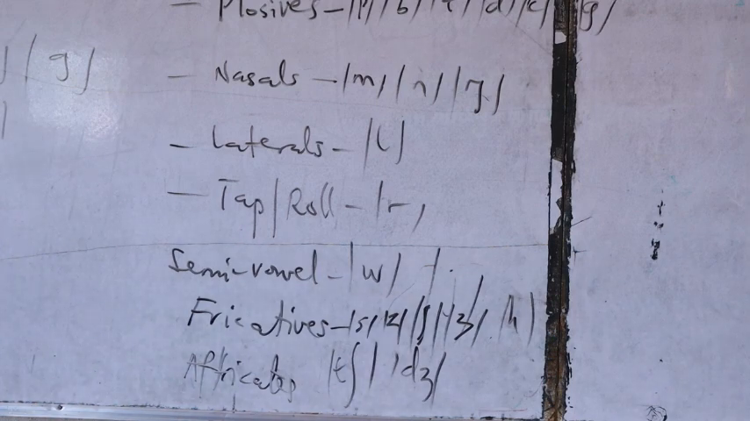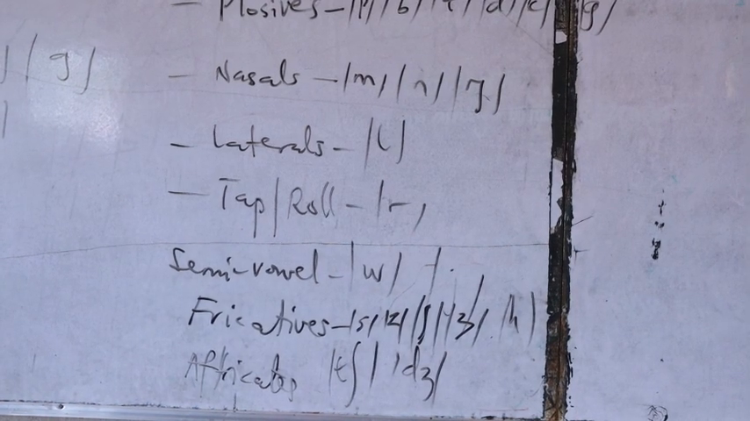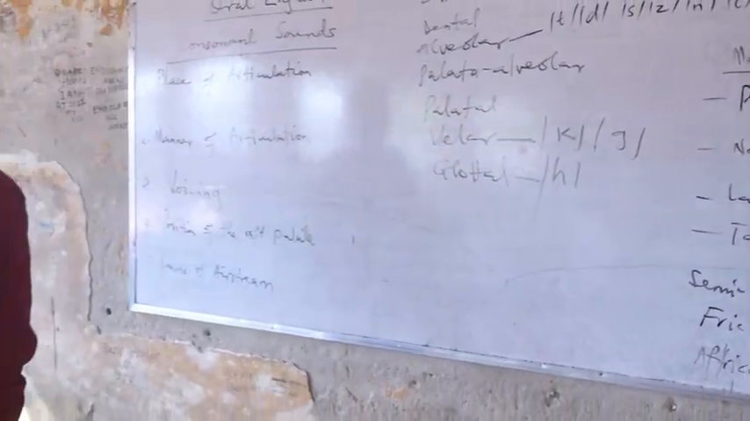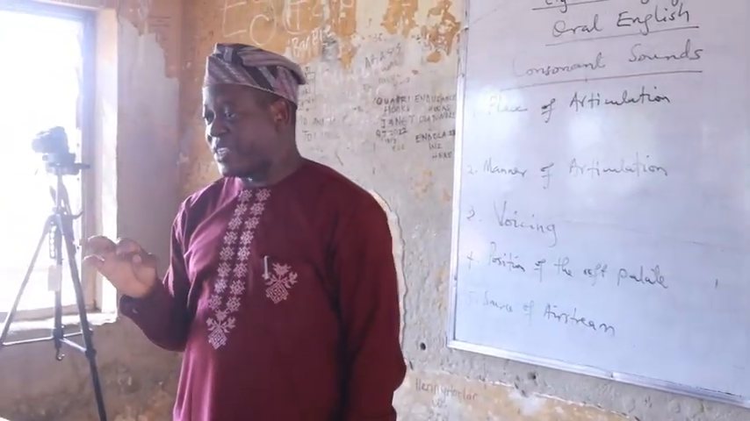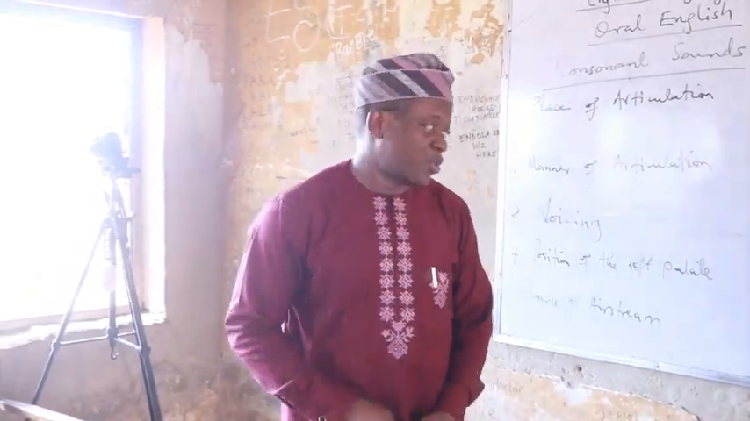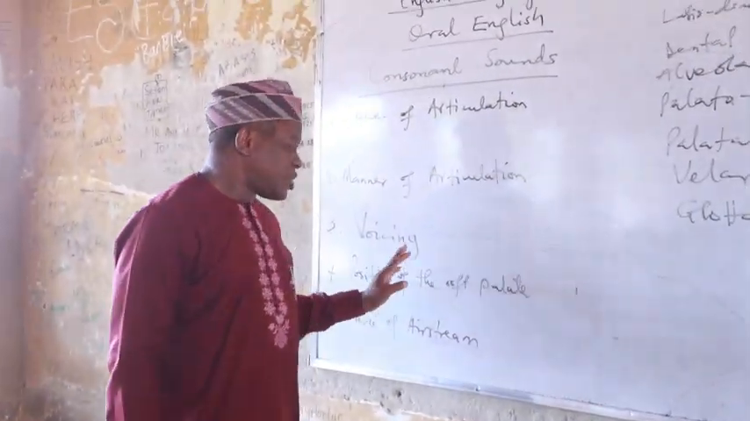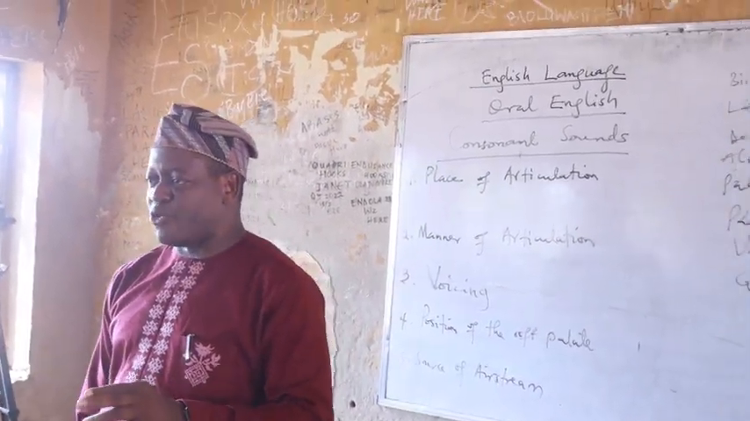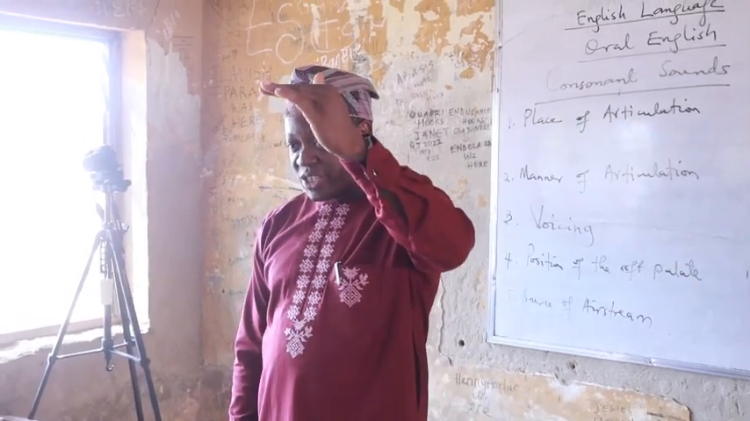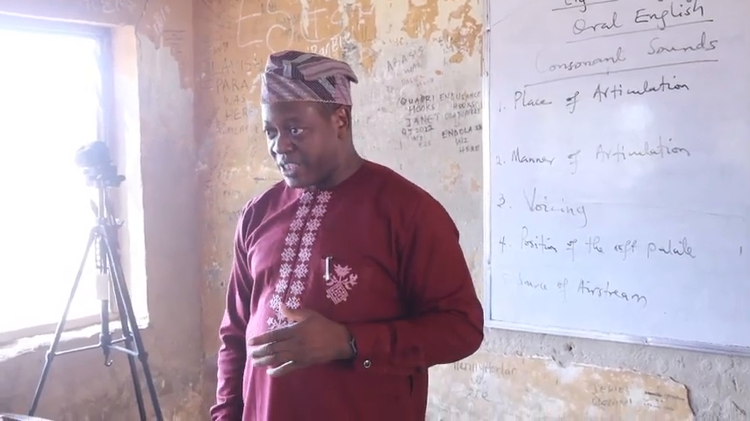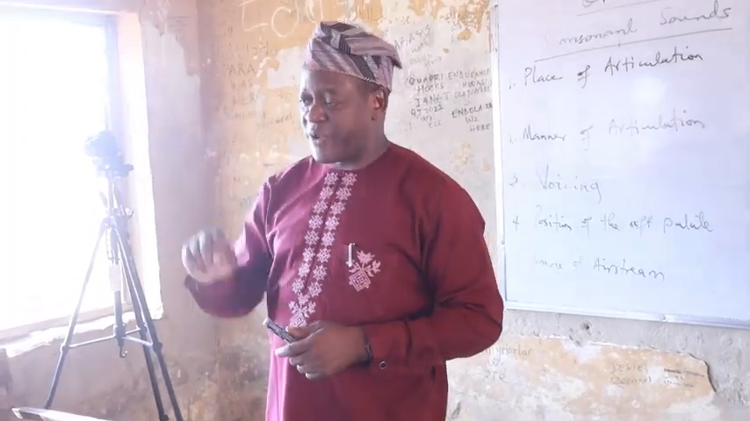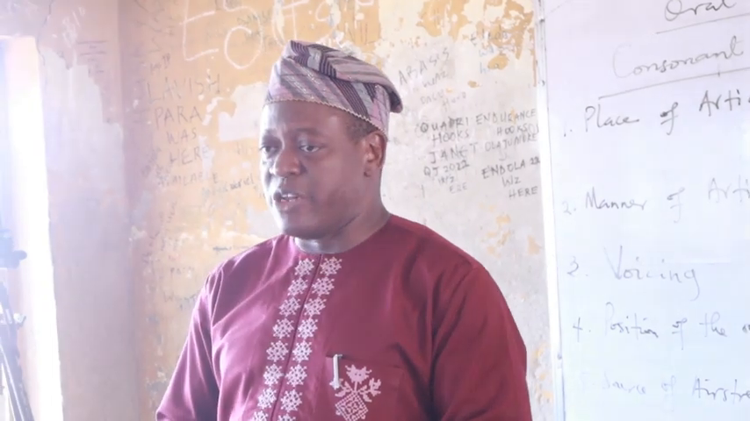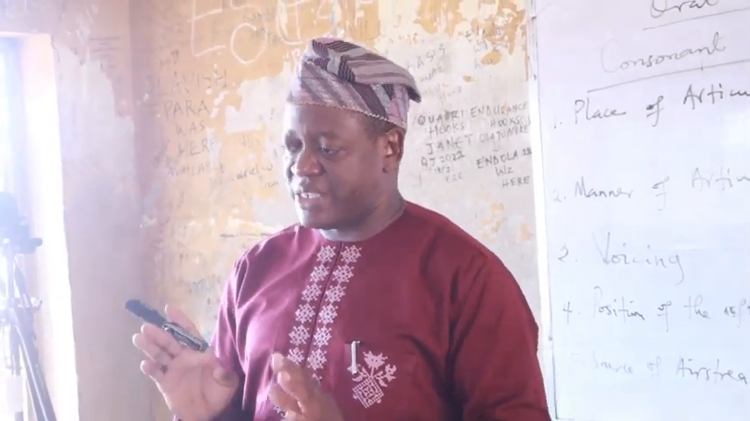Then, voicing. I say we have two voices. What are they? Voiced and voiceless. And I've told you what accounts for when a sound is voiced and when a sound is voiceless. Then, position of the soft palate. How many positions did I say the soft palate could be? It could be raised, it could be lowered. You know what a soft palate is? The roof of the mouth. Fine. When it is raised, we have oral sound. When it's lowered, we have nasal sound.